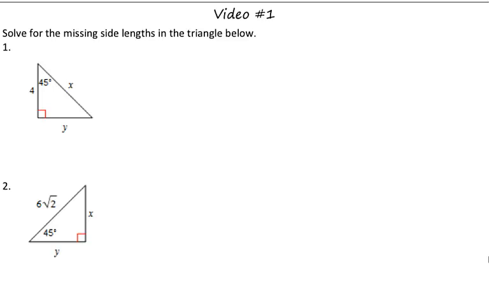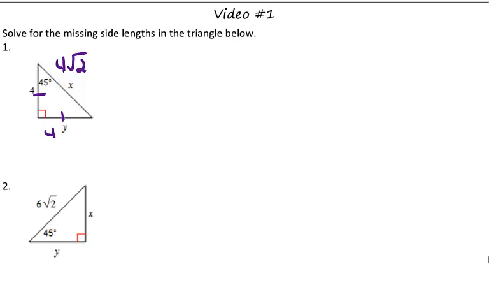So, starting with number 1, we know that we have a 45, 45, 90 triangle, so therefore we know that the sides are congruent since it's an isosceles right triangle. So knowing this, we automatically know y. Y has to be 4 since we're given one of the other legs is also 4. So to solve for x, we can use our shortcut, which we learned in the notes, knowing that this is going to be whatever the side length is times radical 2, and we'll get our answer 4 radical 2.